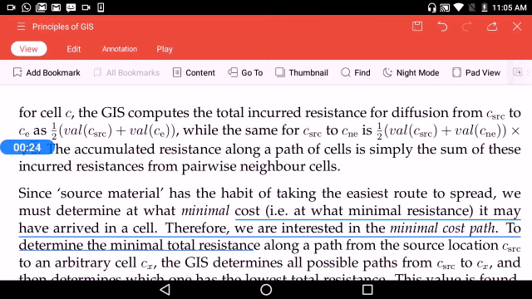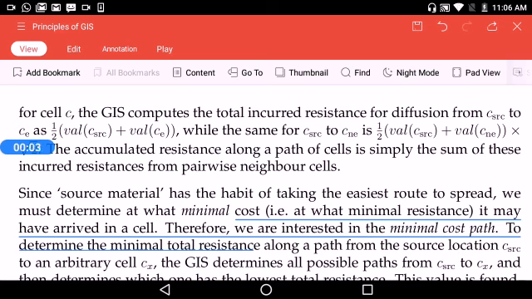Since the source material has the habit of taking the easiest route to spread, it will use the minimum cost path. What is a minimum cost path? That path at which it encounters minimal resistance. If it does not encounter too much resistance, then it will choose that path out of all the different options that it has, so as to reach the destination.